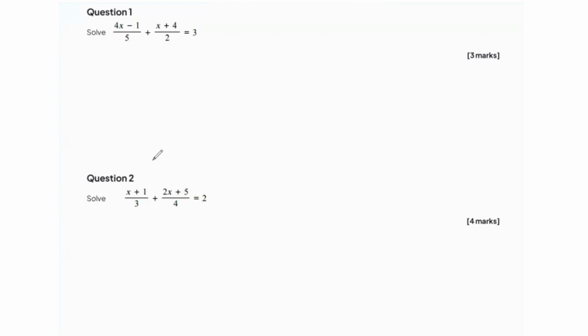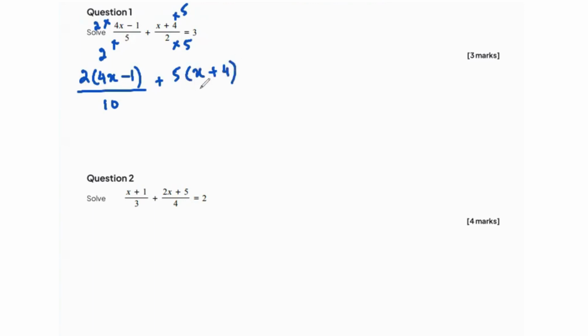In the first question, what we have is an algebraic fraction, and we're asked to solve this equation. We're going to start by making the denominators equal. As you would know, when we're adding or subtracting fractions with unlike denominators, the first step is to make the denominators equal. So I'm going to start by multiplying the first fraction by 2 and the second fraction by 5.